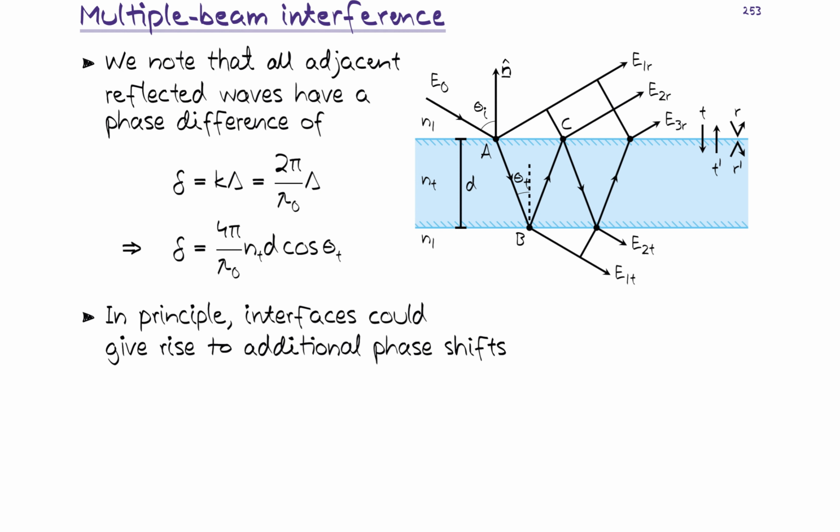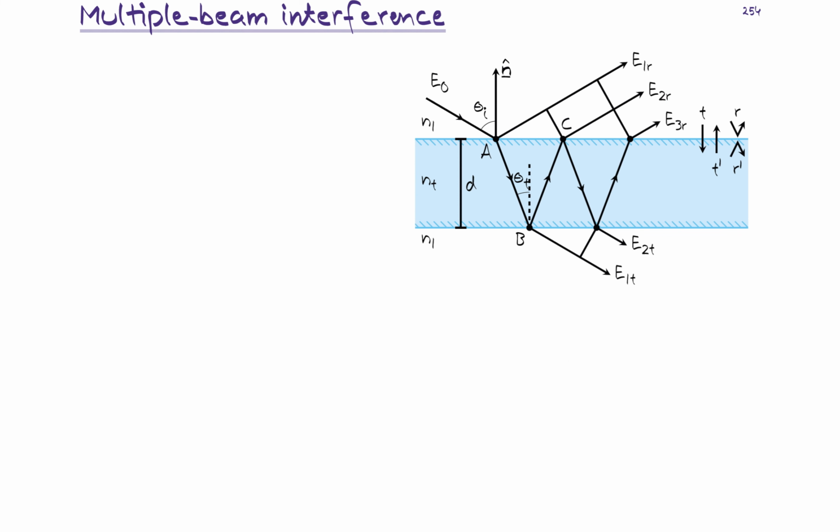In principle, interfaces could give rise to additional phase shifts. So please recall our section on Fresnel coefficients. If the Fresnel coefficients, the T's and R's, are complex valued, we would have peculiar additional phase shifts associated with these reflections and transmissions. But here, for simplicity, we do not consider such possible shifts, so that we can progress with the conceptually clear situation that there will be just real valued quantities, the R's and T's. And now we can really calculate the reflected total field.